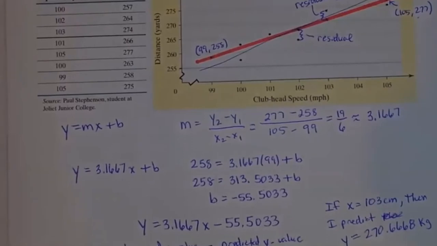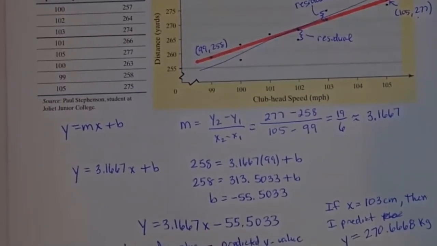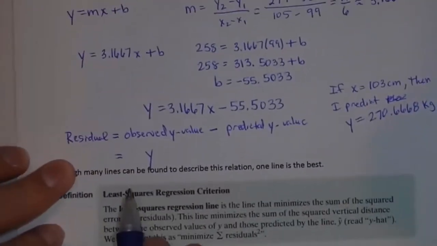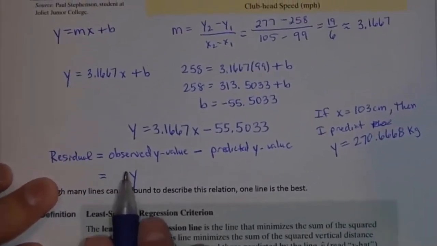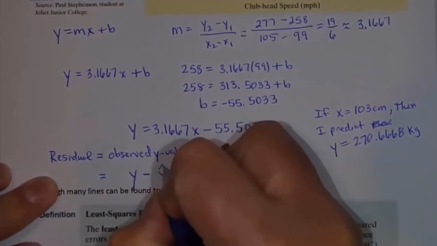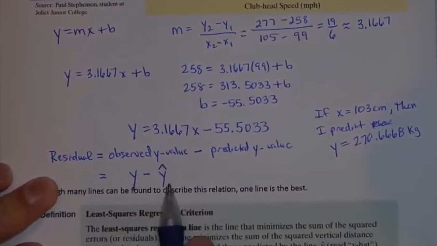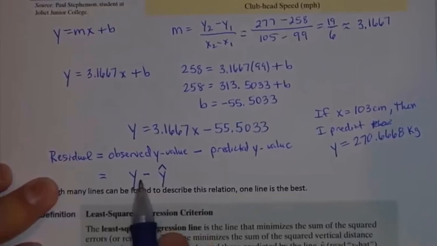Now, notation-wise, to be able to tell the difference between an observed Y value and a predicted Y value, the observed Y value we're just going to call Y. The predicted Y value we're going to call Y, and we're going to put a caret, an accent, above it, and we call that Y hat. So we're going to do Y, the observed Y value, minus Y hat, the predicted Y value.